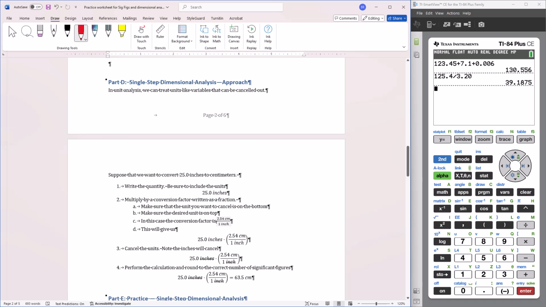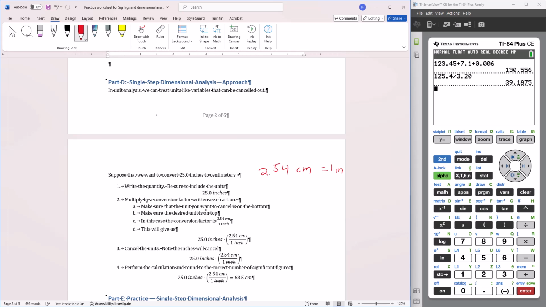So 1 can be written as the fraction 2.54 centimeters over 1 inch, and then we can treat the units like variables. Let's suppose we're starting with 25.0 inches. We want to convert that to centimeters. We know, or it will be given to you, that 2.54 centimeters is equal to 1 inch.